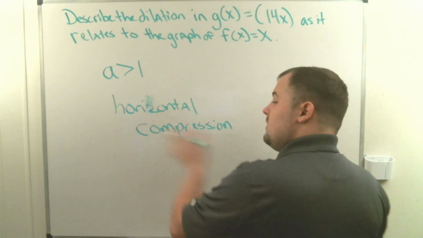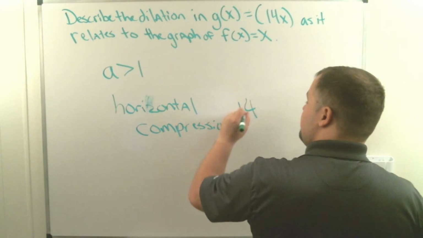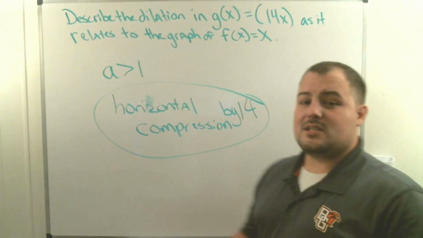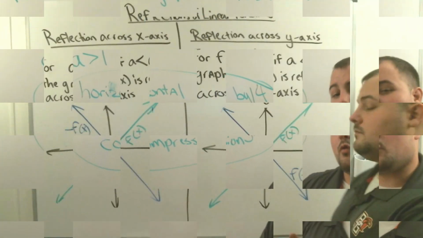It's going to horizontally compress, and it's going from 1 to 14, so it's a horizontal compression by 14. So that means that we're really just multiplying by 14. We have a horizontal compression of 14.